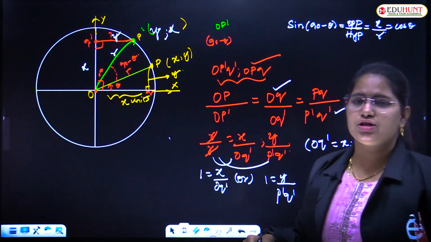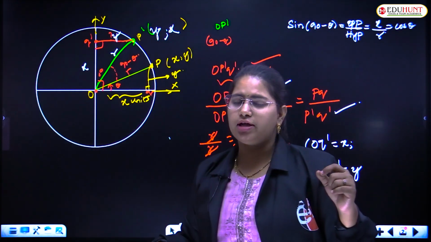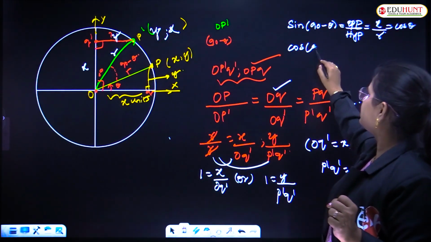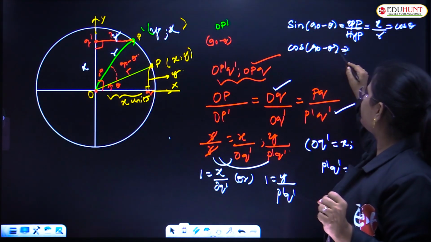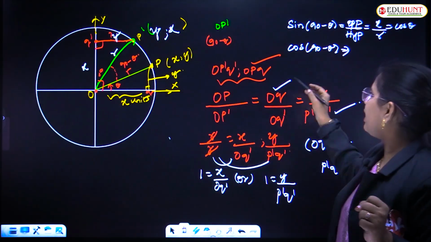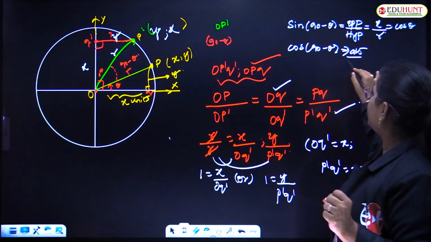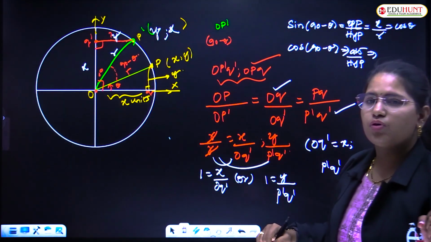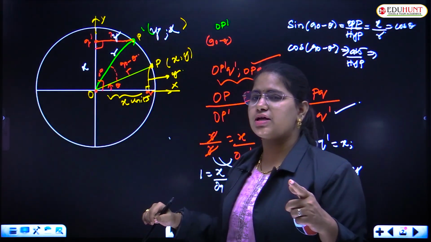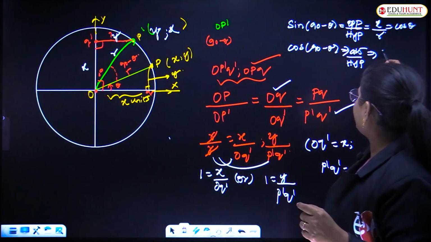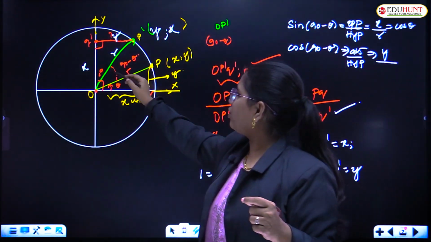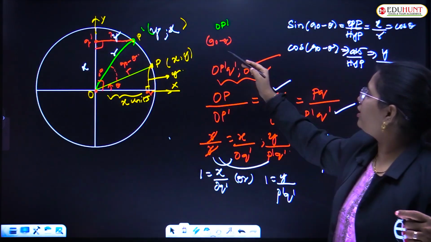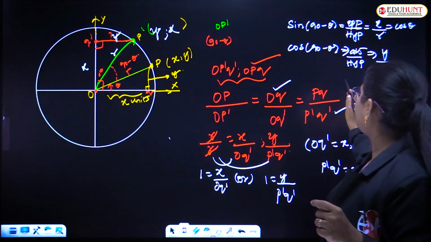X by R is the definition of cos theta. Correct? Similarly, cos 90 minus theta. Cos 90 minus theta is defined as what? Adjacent upon hypotenuse. What is adjacent here? Could you please tell me? Y side. Adjacent figure of this is y side. Right, y coordinate. What is y coordinate here? This one. Y by R.